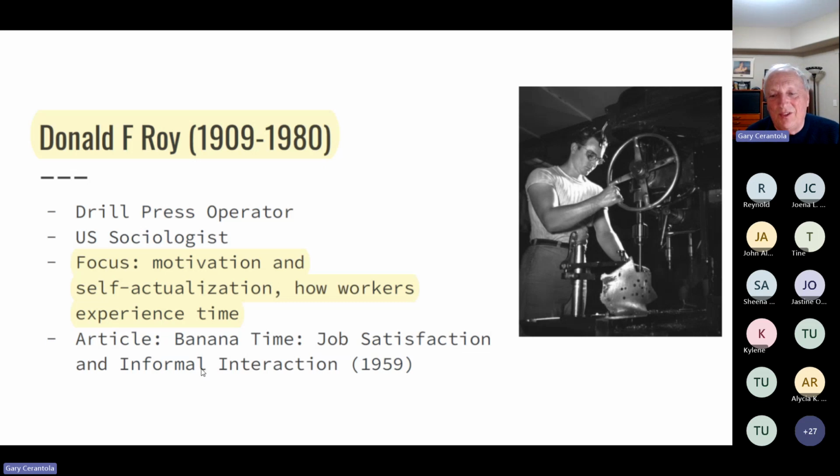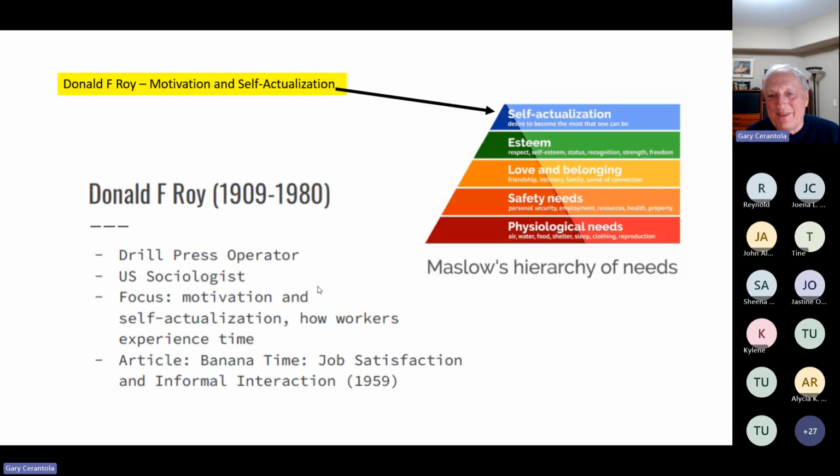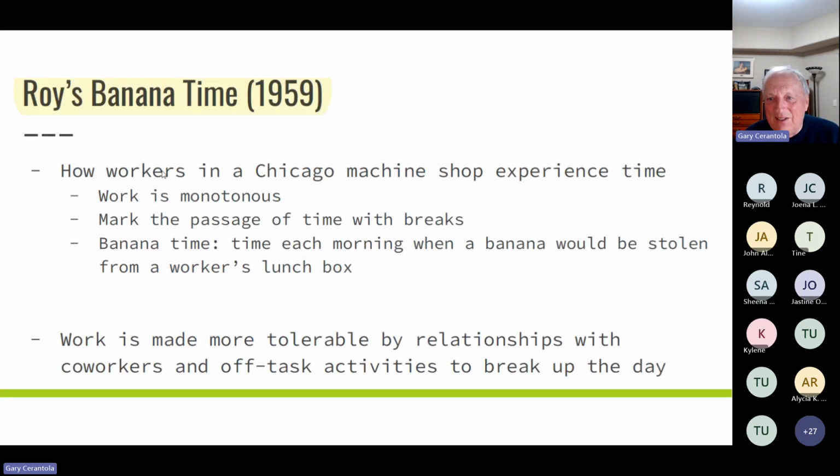So he introduced this piece about banana time. Not going to talk about it, but essentially I think they were going into somebody's lunchbox and stealing their banana or something like that. But the whole idea is that the work is made more tolerable by relationships with coworkers and off-task activities to break up the day. So there are different means to be able to motivate.